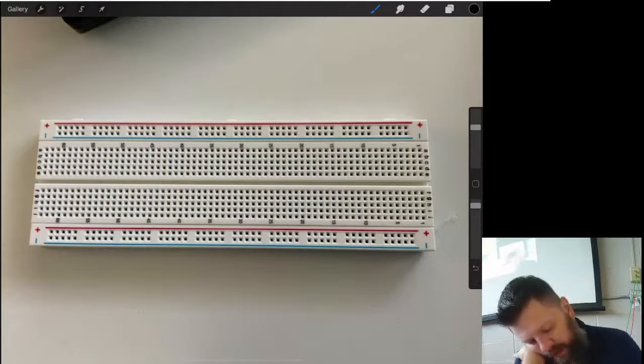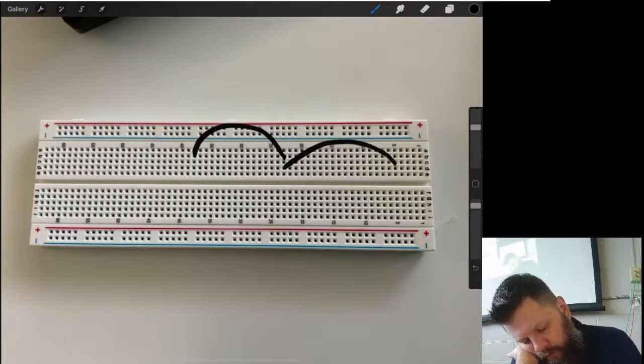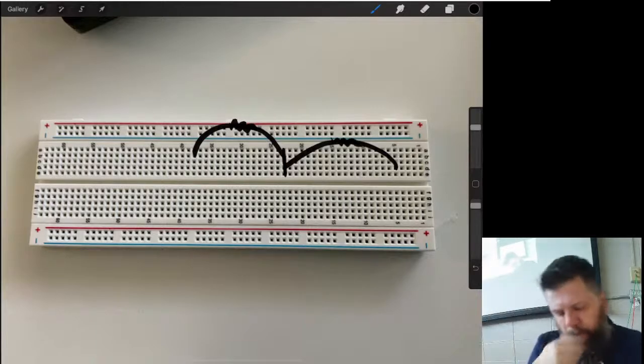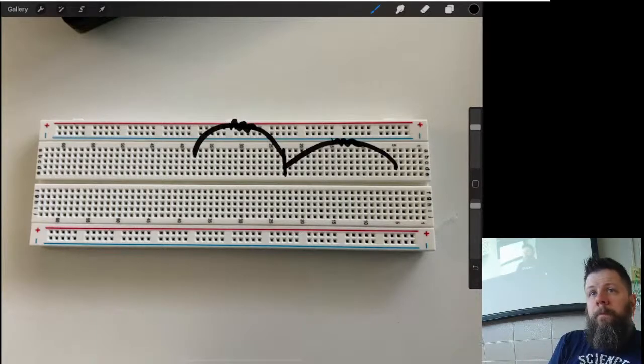If I want to take a resistor and tie it to another resistor, I would put it in one hole. I'd put it in a different hole, like a different row. And then this right here is going to connect those 2 resistors. Okay. Cool. If I don't have them in the same row, they're not connected together.